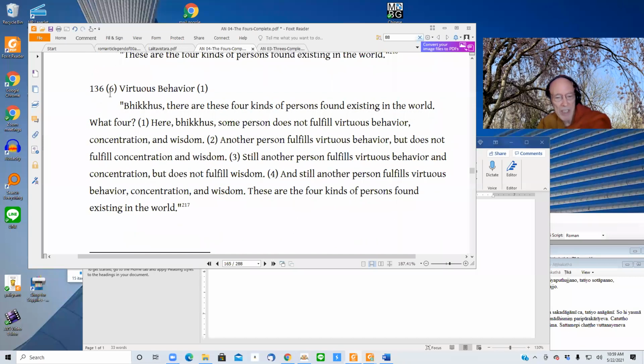Now we come to Sutta 136. Four kinds of persons found existing in the world. What are the four? Here some person does not fulfill sila, virtuous behavior, concentration, that's samadhi, and wisdom, panya. Another person fulfills virtuous behavior, but not concentration and not wisdom. Another person fulfills virtuous behavior and concentration, but doesn't fulfill wisdom. And still another person fulfills virtuous behavior, concentration, and wisdom.